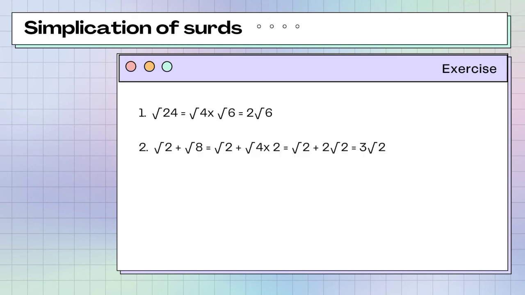Number 2, the solution for the square root of 2 plus square root of 8 is, first, we can rearrange 8 into 4 times 2, where 4 is a square number. So, the solution is square root of 2 plus 2 square root of 2. The final answer is 3 times square root of 2.